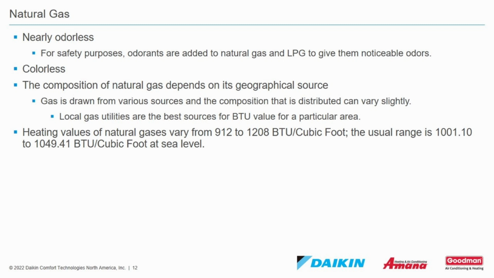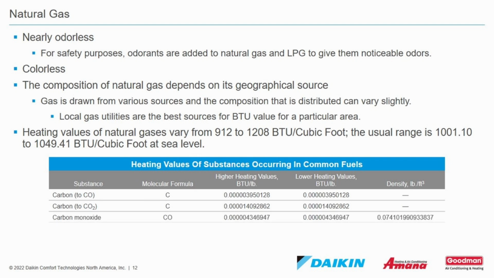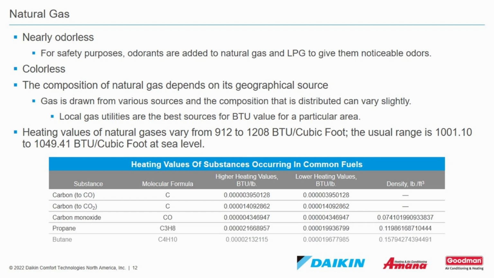The usual range is 1,001.10 to 1,049.41 BTUs per cubic foot at sea level. Heating values of substances occurring in common fuels. Below, see the list of higher heating values and lower heating values in BTUs per pound and density per cubic foot for carbon to CO, carbon to CO2, carbon monoxide, propane or LP, and butane.